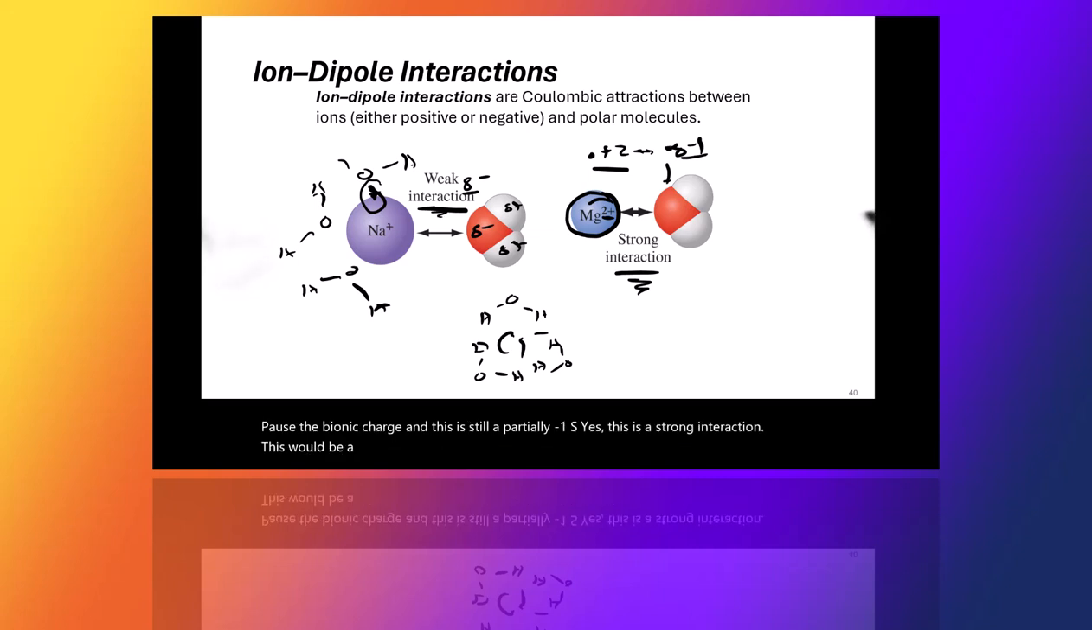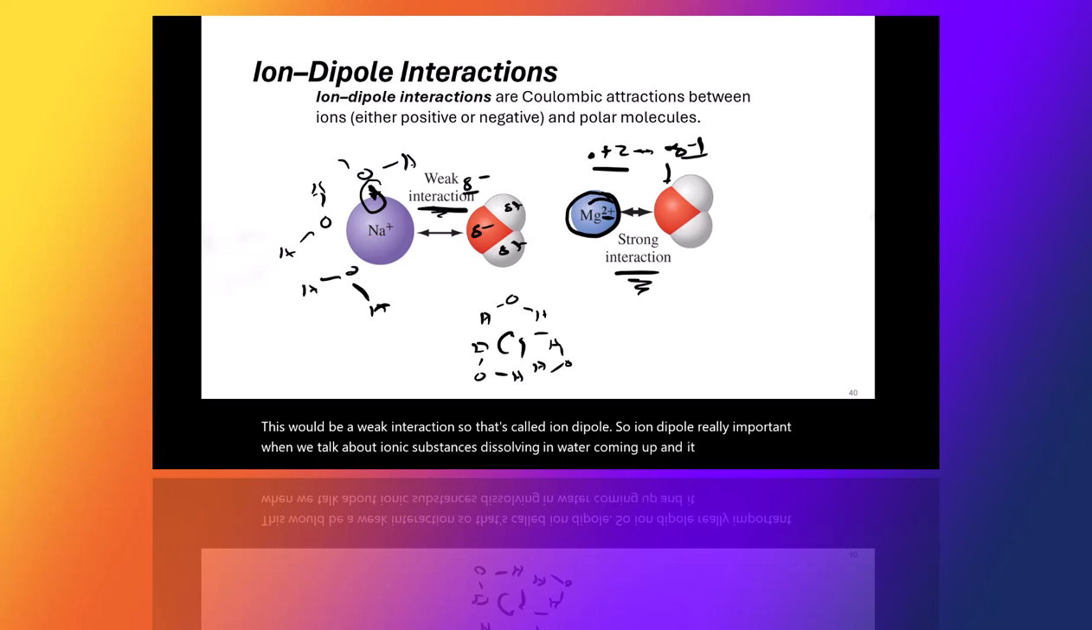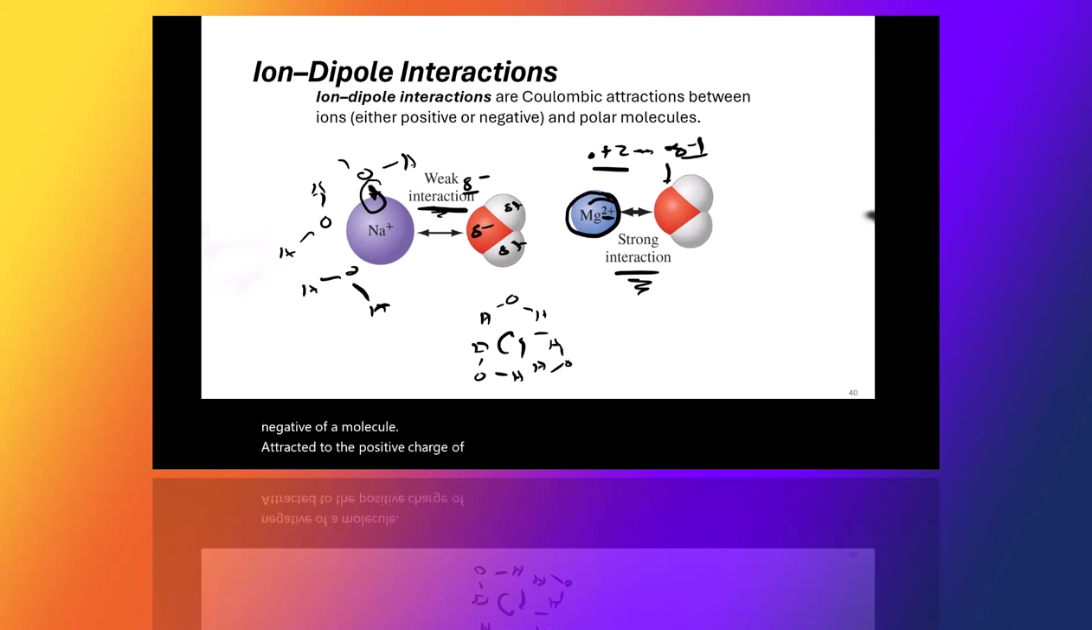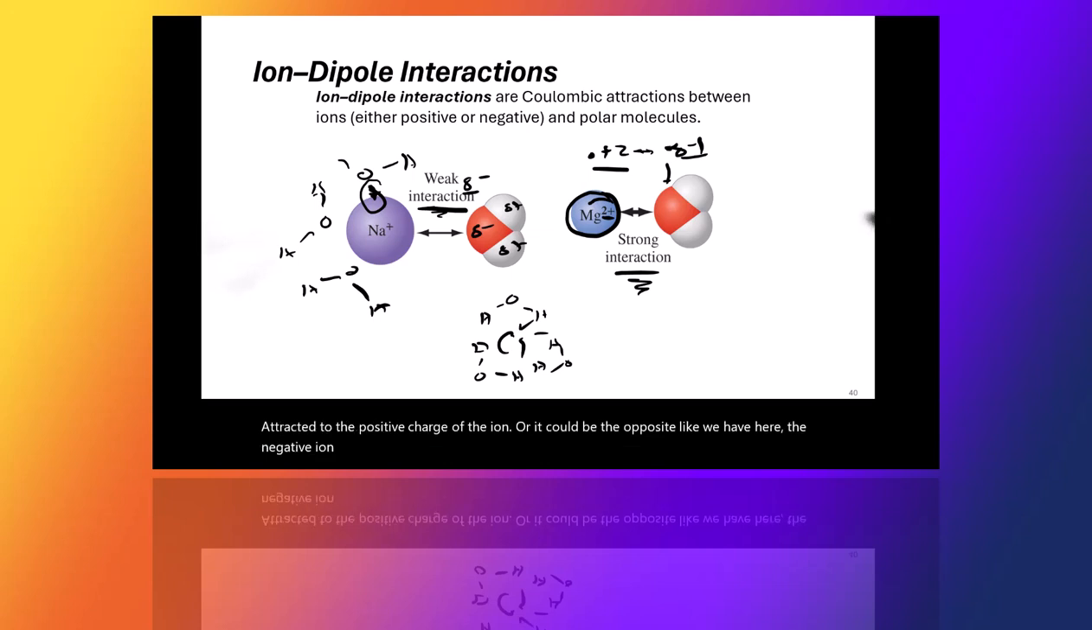So that's called ion dipole. Ion dipole is really important when we talk about ionic substances dissolving in water, coming up. It is the partially negative end of a molecule attracted to the positive charge of the ion, or it could be the opposite like we have here, the negative ion attracted to the partially positive charges of the hydrogen.